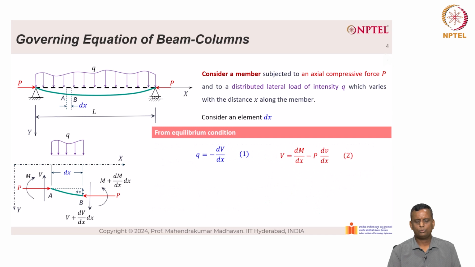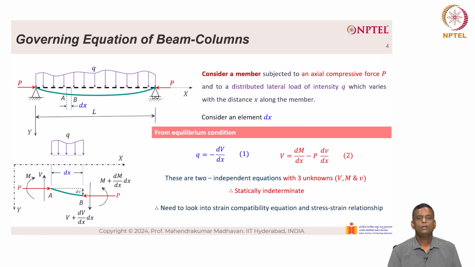So we have two equilibrium equations. One is Q equal to minus dv by dx, equation 1. V equal to dm by dx minus P into dv by dx is equation 2. So therefore, there are two independent equations with three unknowns: shear, moment, and vertical displacement, which means that they are statically indeterminate. So we need to look at the strain compatibility equation and the stress-strain relationship in order to solve this problem.